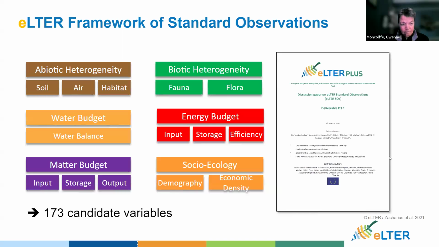So next, please. So as part of the ELTA framework of observations, discussions have taken place among experts to select a number of variables that they called standard observations. And those variables go across the whole spectrum of measurements, going from abiotic heterogeneity, biotic heterogeneity, fauna and flora, soil, air, habitat, water, budget, as well as socio-ecological measurements or observations. And in total, there is a desire to capture about 173 variables. Next, please.